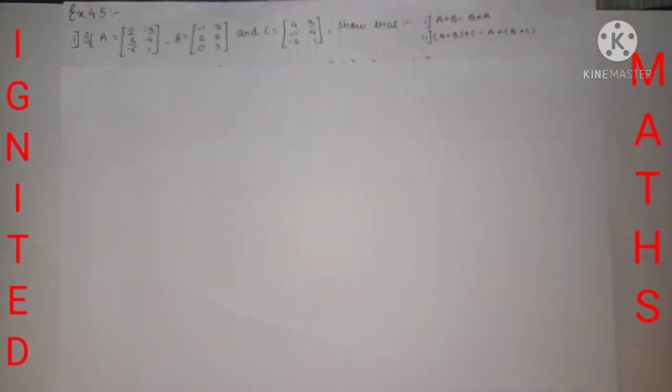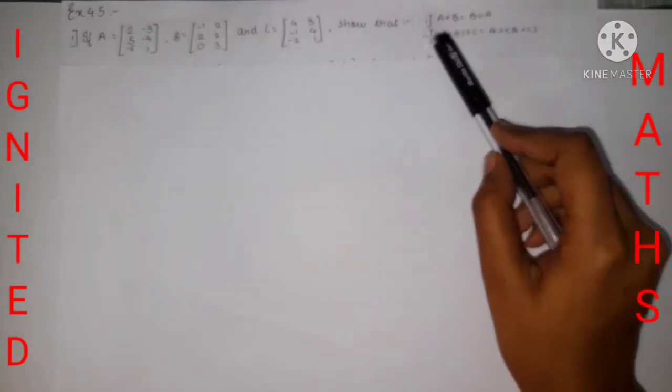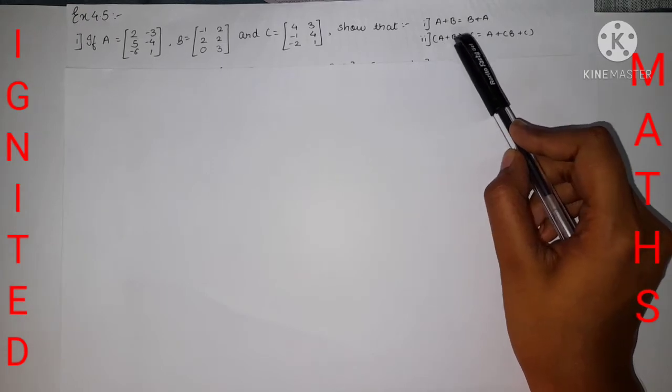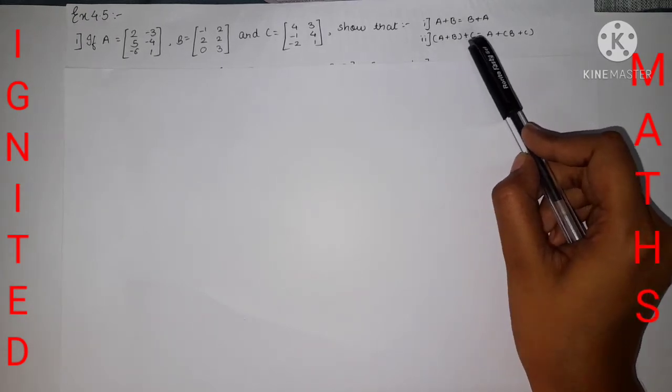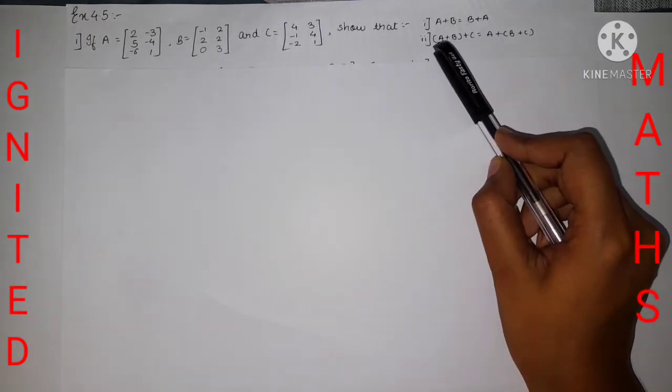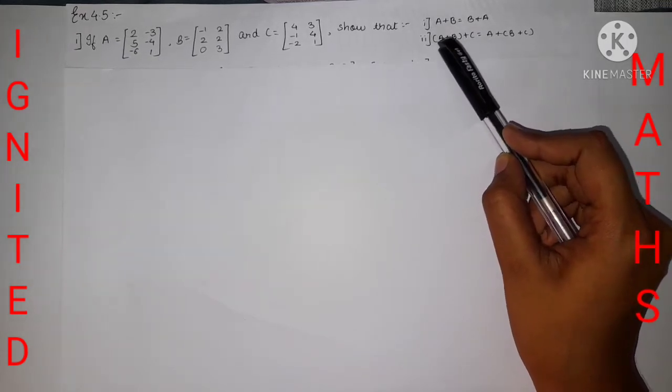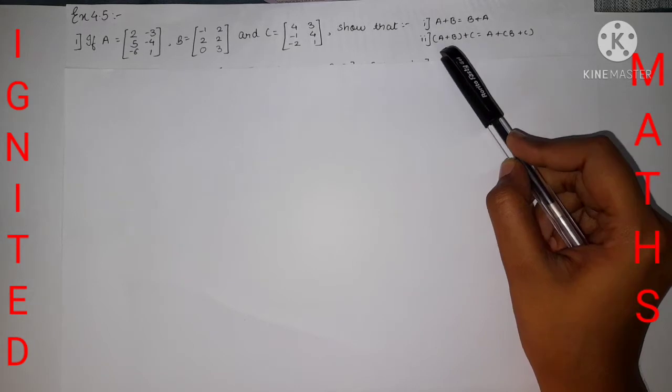Let's start with it. In the second sum, if you watch carefully, you can see that A plus B is in a bracket, plus C. According to the BODMAS rule, we need to clear the bracket first, then we will go to the addition. So let's start with the bracket.